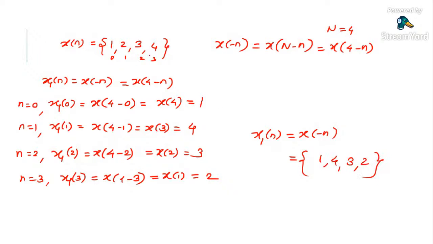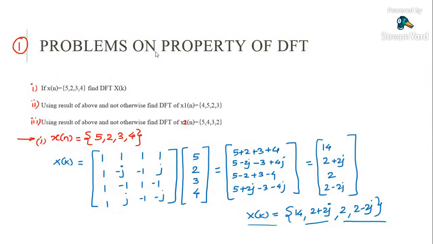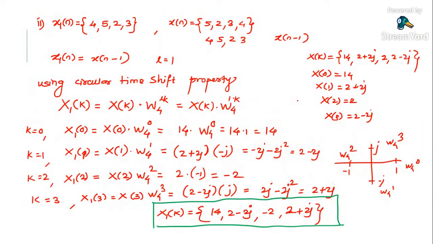Now compare the two terms. You have just interchanged those two numbers. That is nothing but folding. Okay, understood? So you must identify the relation between the original given value as well as what property you can use. In this particular problem, you have used the circular time shift property, and in the second part you have used the circular folding property. Okay, so this is how you can solve the problems.